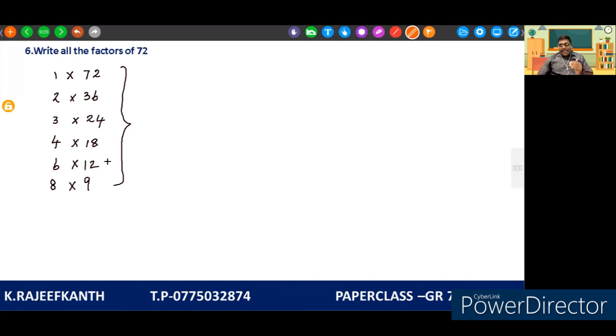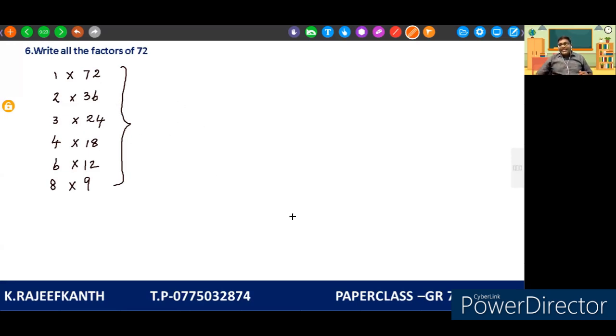If a number can be written as a product of 2 numbers, then those 2 numbers are factors of that number. In another way, we can say that by all these numbers we can divide this 72 without remainder, isn't it? Here we can divide by 1, 2, 3, 4, 6. By these numbers, we can divide this 72.